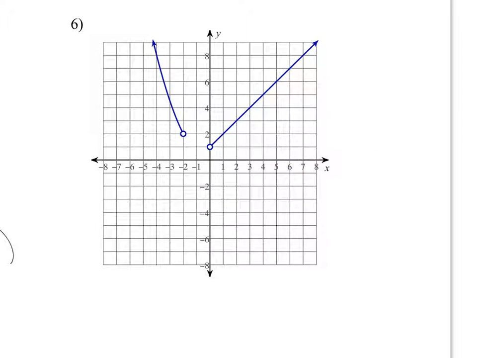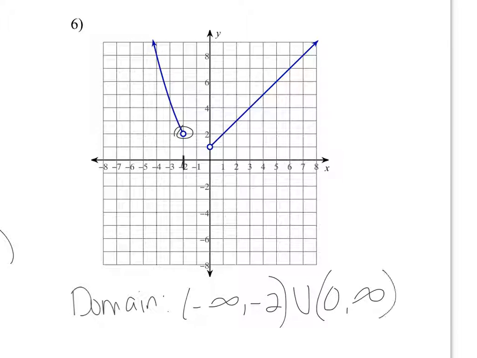Okay, so this one is slightly different, but gives you another idea. So the domain, are there any places that we skip? This one's going on forever this way, so we know it's going to -infinity. Where does it stop? Well, it stops right here at -2. It's an open circle, so I put parentheses. And that combines with 0 to infinity, because x is 0 here, but it's an open circle, so I put parentheses, and it goes on forever.